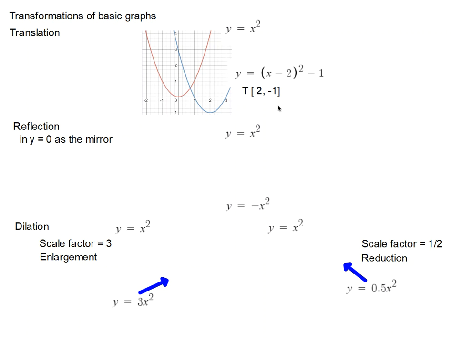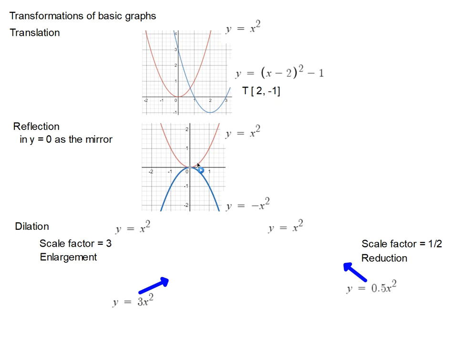If we wanted to get a graph of y equals -x squared from x squared, we know what we have to do is reflect in y equals 0, or in the x-axis, as the mirror line. So here's y equals x squared. To get y equals -x squared, we reflect in the mirror line y equals 0. Every point on y equals x squared becomes, the y value becomes the negative of that on y equals -x squared, of course.